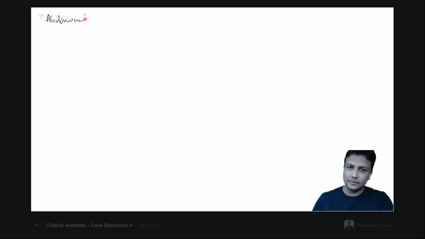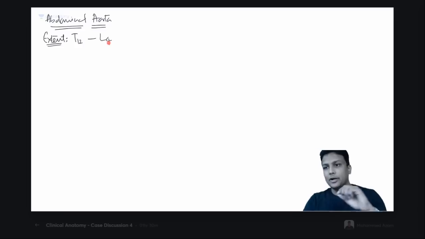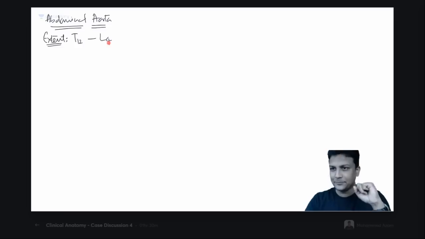The first concept that we are going to learn today is your abdominal aorta. The first thing that you should learn is the extent of the abdominal aorta. Abdominal aorta is going to start from T12 and extend all the way up to L4. Abdominal aorta will begin from where? From T12, and it is extending up to L4. Fine.